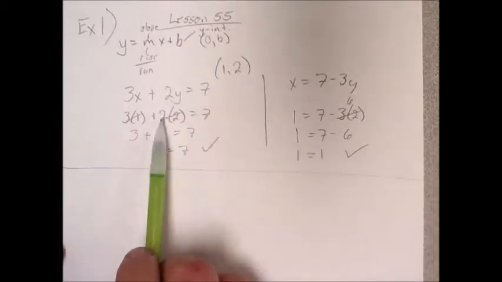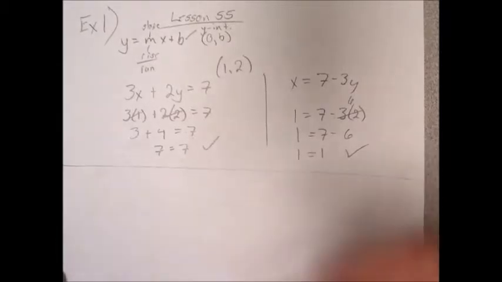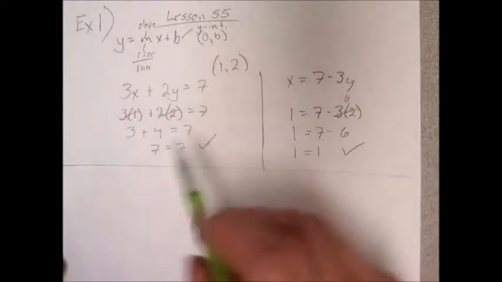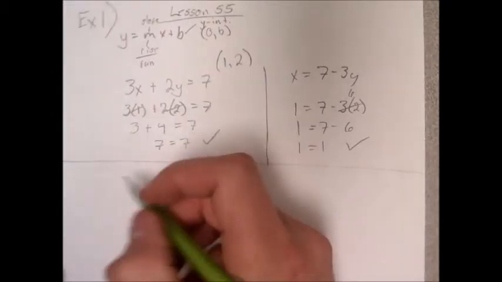Remember, systems operate together, so it has to be true for both. It is kind of an "and" thing. It has to be true for this one and this one. So when you're checking those, that's what you have to do.